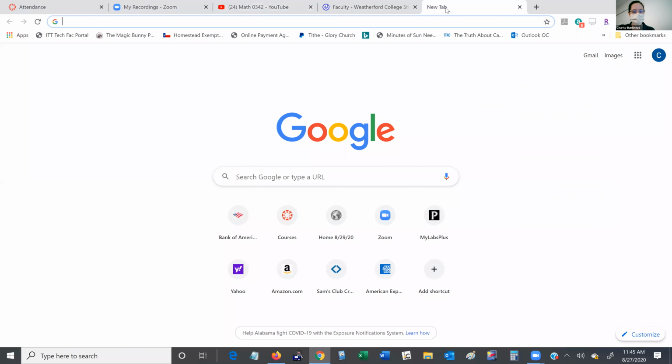So once you get into My Labs Plus, you can always click on Pay Later or whatever if you don't have the access code, or you can buy it with your credit card.